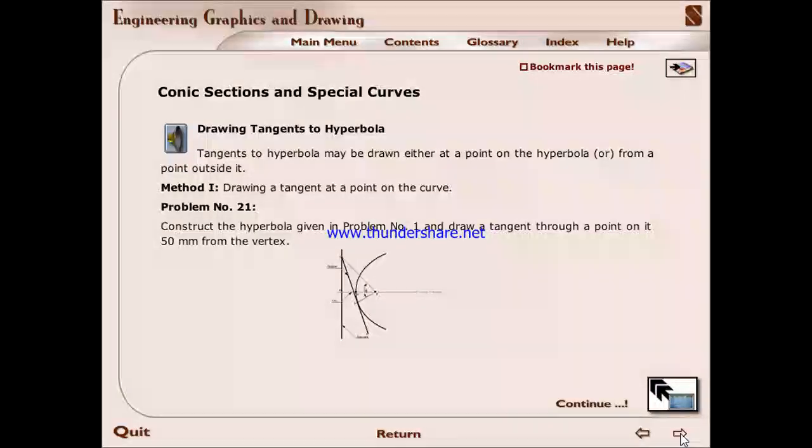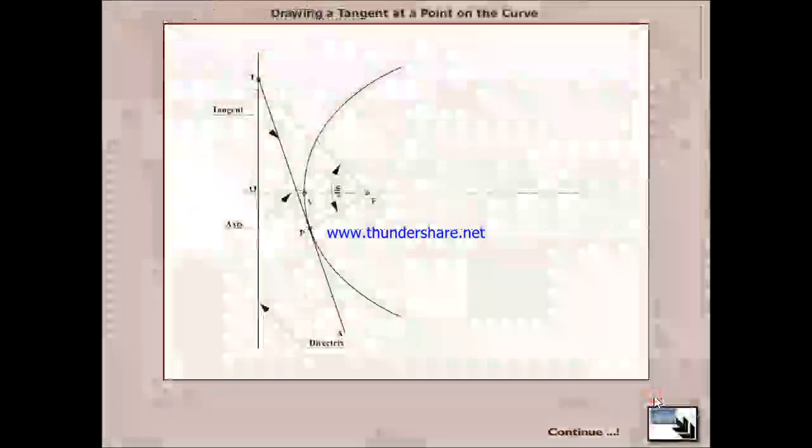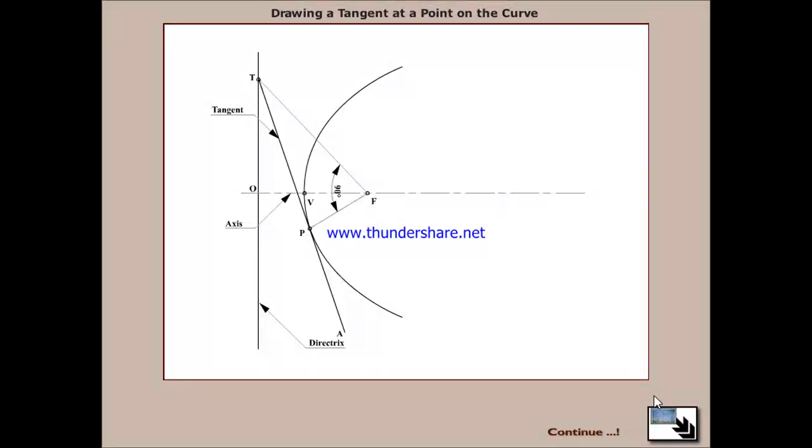Drawing tangents to a hyperbola. Tangents to a hyperbola may be drawn either at a point on the hyperbola or from a point outside it. Method 1. Drawing a tangent at a point on the curve. Problem number 21. Construct the hyperbola given in problem 1 and draw a tangent through a point on it, 50 mm from the vertex.